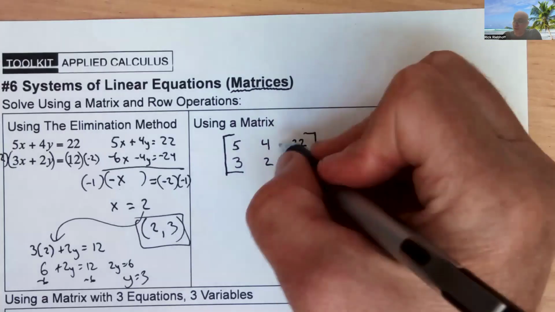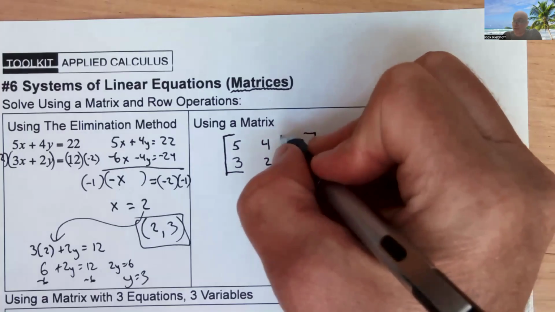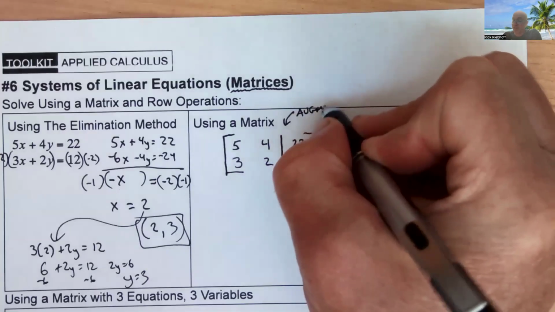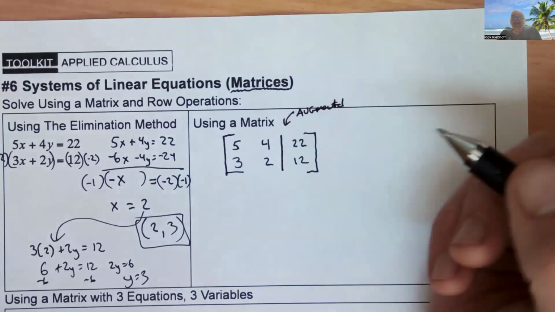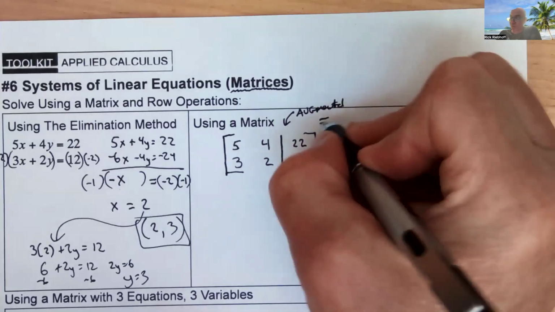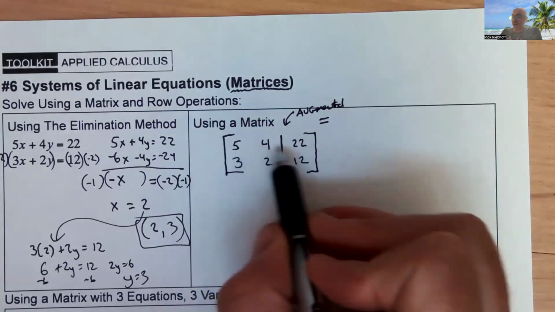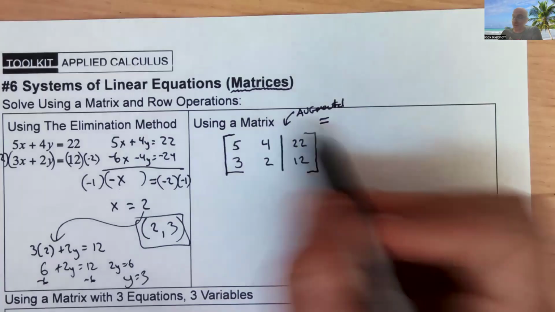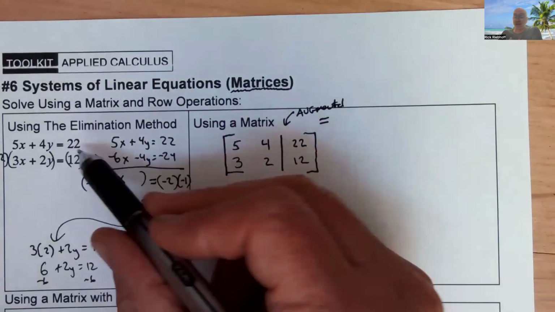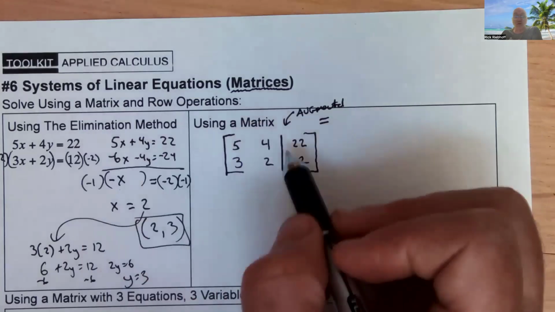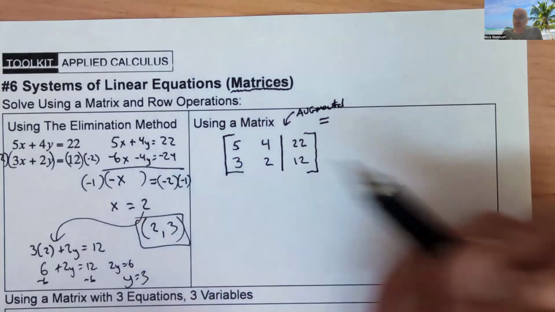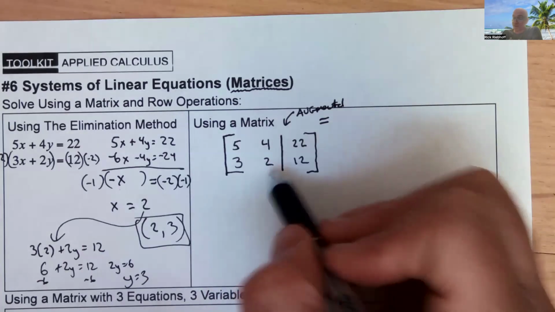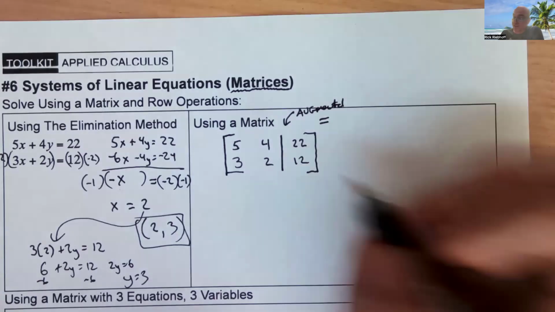Now, somebody came along and for an equal sign, they put a line there. When you do that, it's called an augmented matrix. I like using that because it's basically the equal sign, right? 5x plus 4y equals 22. 3x plus 2y equals 12. So that's what these look like, and you can see how it relates to what's over here. It's the same thing, it's just the numerical coefficients, right? No variables in here. But these are the variables. This is the x's, these are the y's.